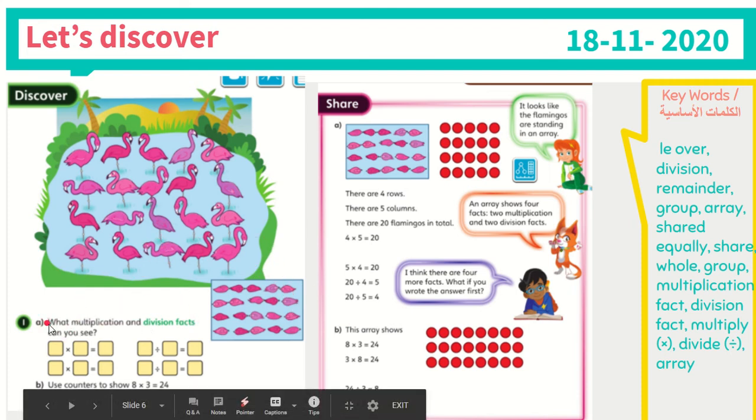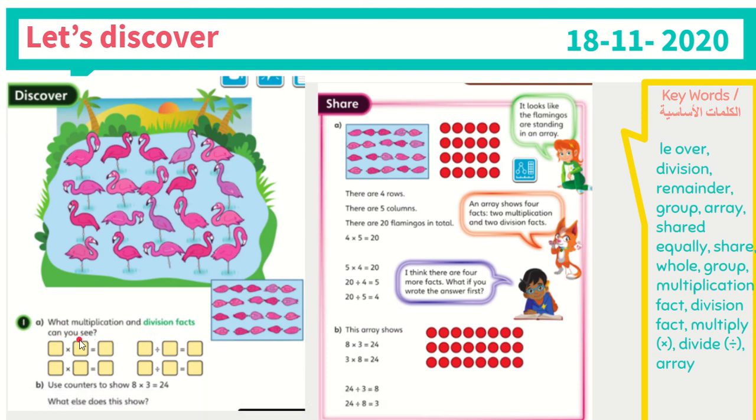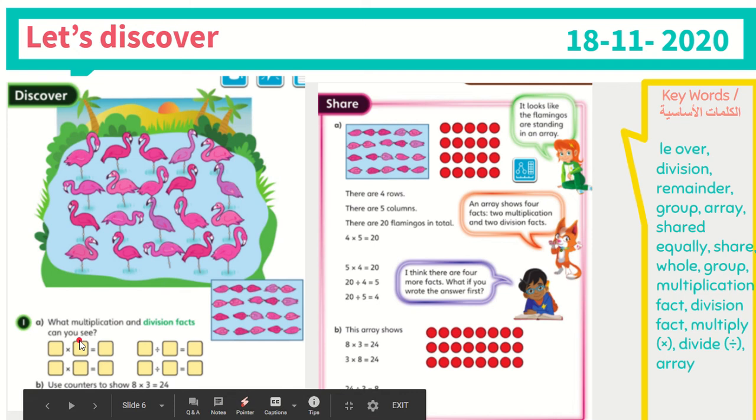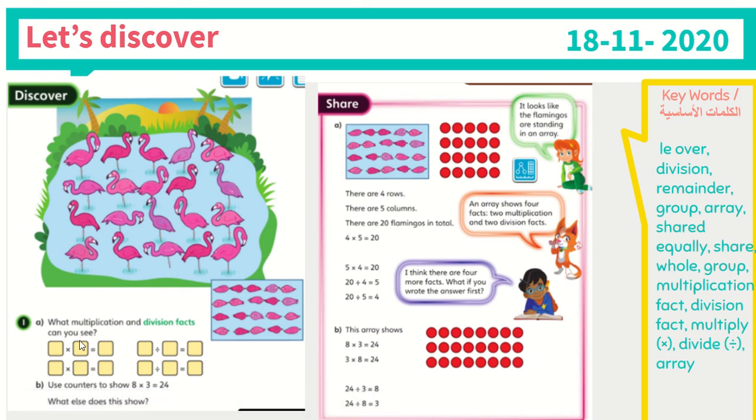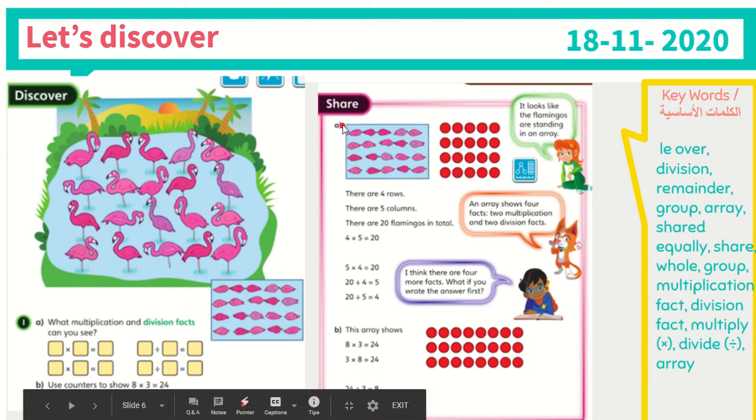Now, question A, what multiplication and division facts can you use? B, use counters to show 8 times 3 equals 24. What else does this show? Okay. Now let's share the answers together.